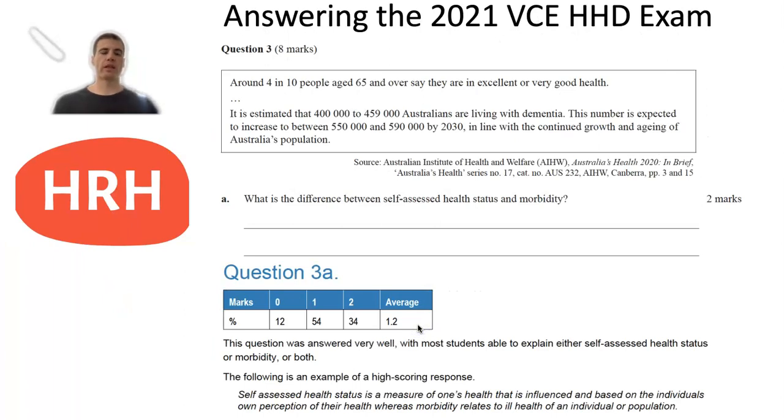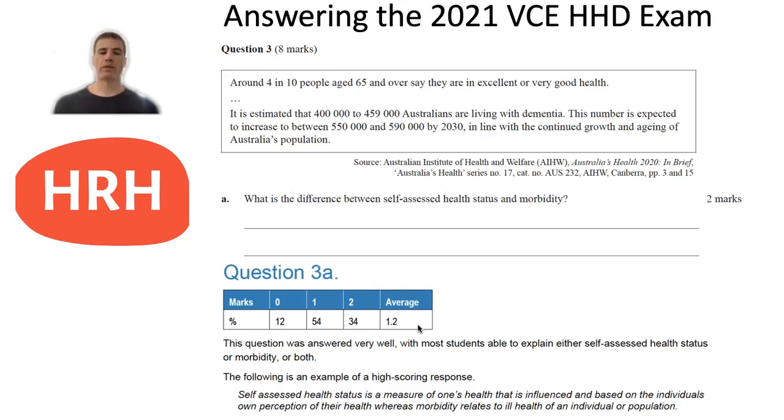Okay, so you can see here this question was worth 8 marks in the 2021 exam. There was some stimulus material regarding 4 in 10 people aged over 65 who said they were in excellent or very good health in Australia. And it was estimated that 400,000 to 459,000 Australians were living with dementia, but that number was expected to increase to between 550,000 and 590,000 by 2030, in line with continued growth and aging of Australia's population.